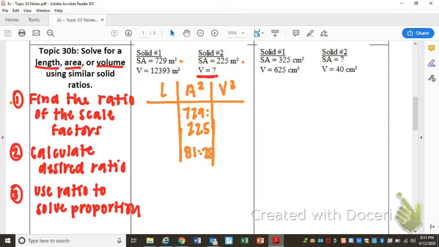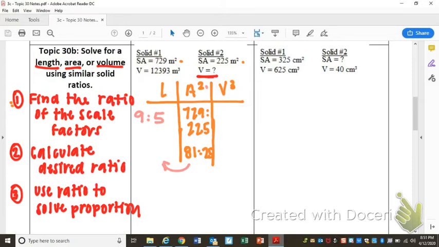Okay? So now we want to go and find the ratio of the scale factor. So we're going to try and get back to that linear. So we're going backwards. Whenever we go backwards, we root it based off of what we started with. So we're going to square root both of those. So the square root of 81 is 9, and the square root of 25 is 5. So step 1 done.